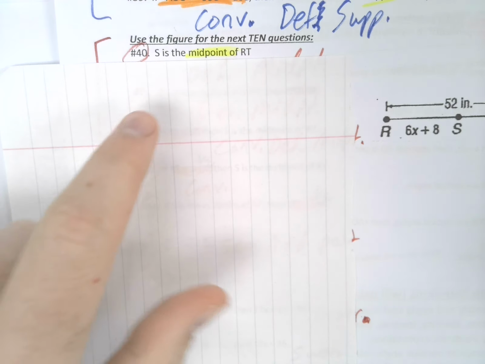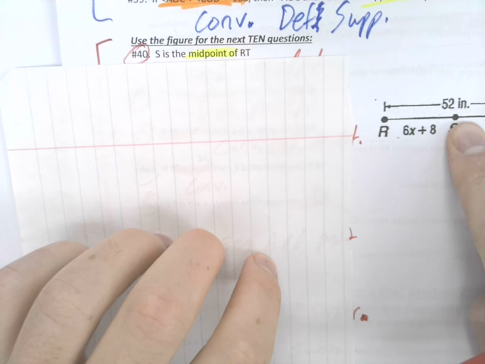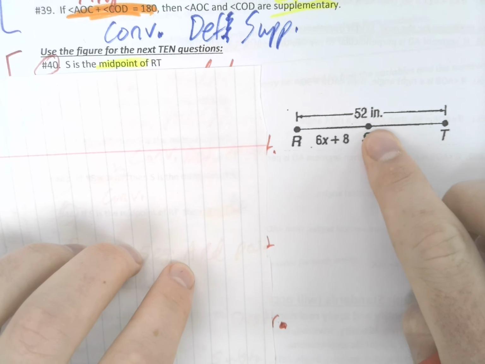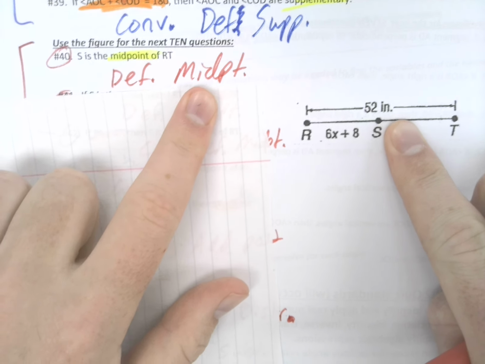Let's see what you guys got here. So number 40, S is the midpoint of RT. We're just saying straight up S is. How can we say that? Well, that's just a declaration based off the definition of a midpoint.